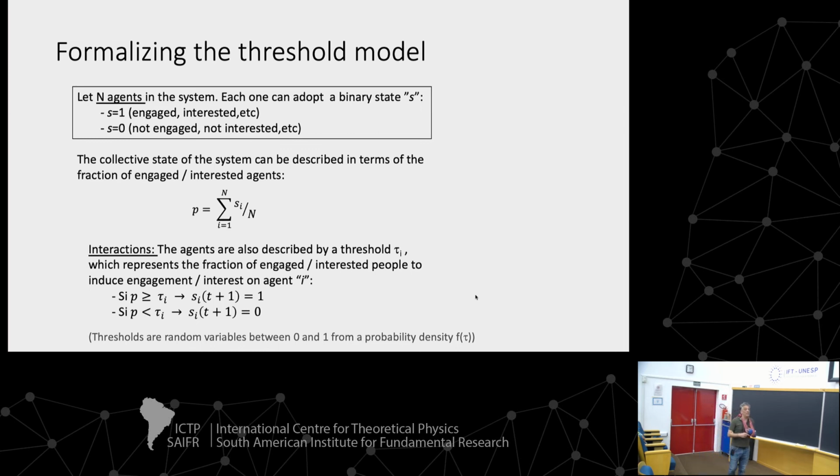And we have to add the interaction as Granovetter did, in which each agent can change his state from 0 to 1 if the fraction of interested people is above his threshold, or to 0 if it is below his threshold. Okay.